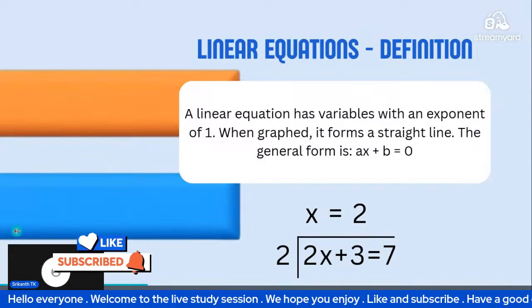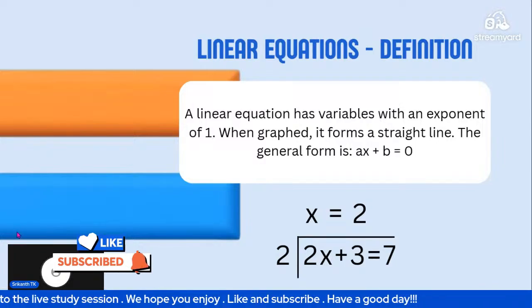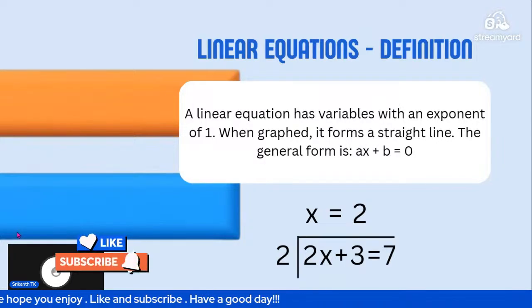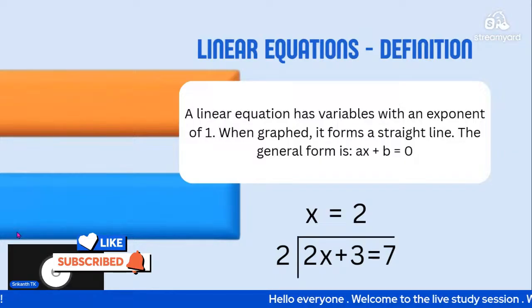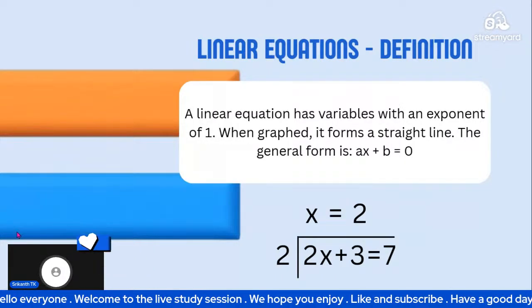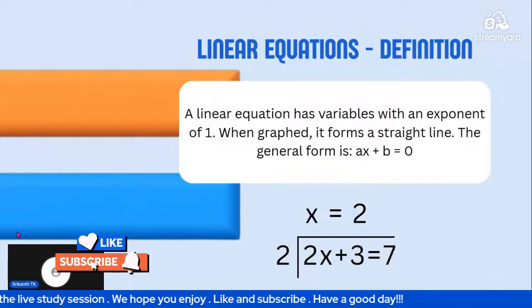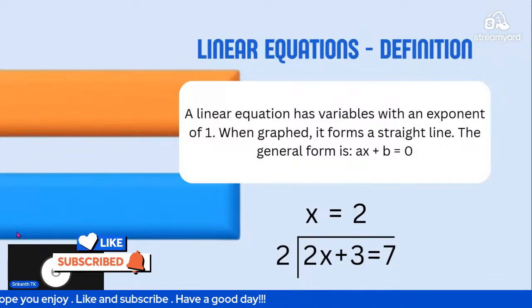No doubt. So linear equations definition. A linear equation has variables with an exponent of 1. Exponent meaning the power of 1. The max power for a linear equation is 1. So when graphed, it forms a straight line. The general form of a linear equation is ax plus b equals 0.